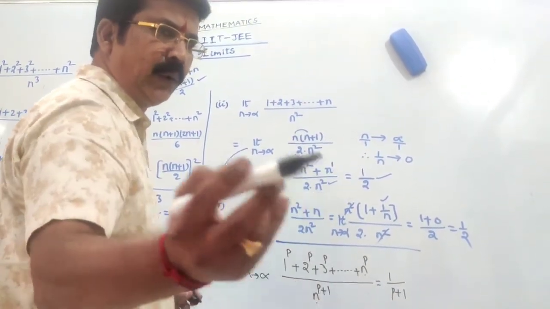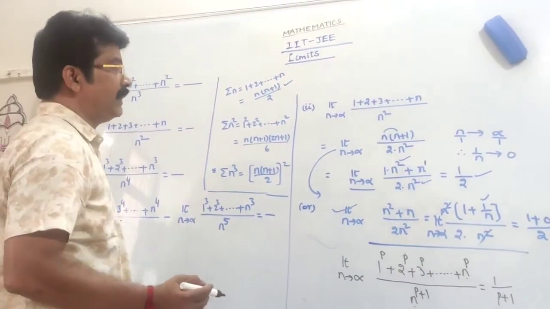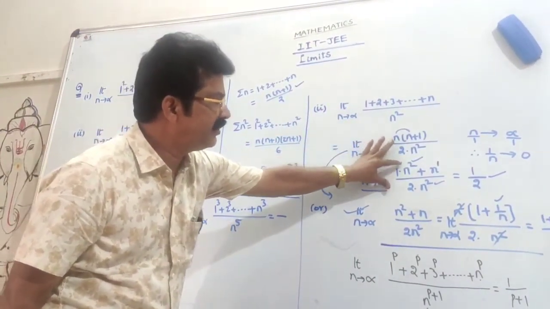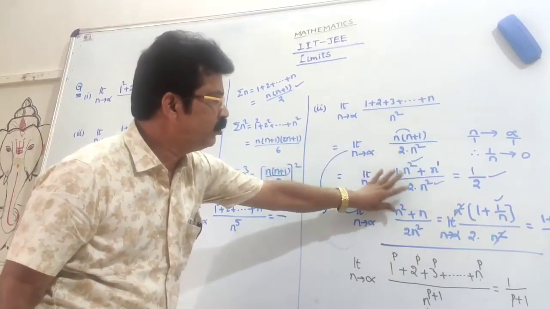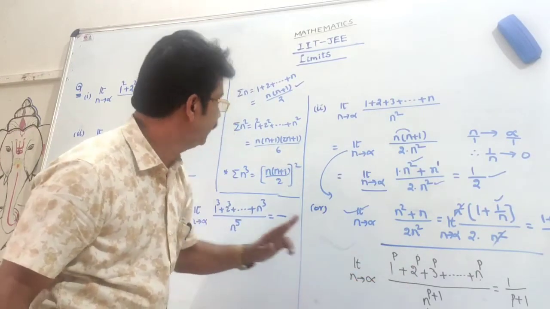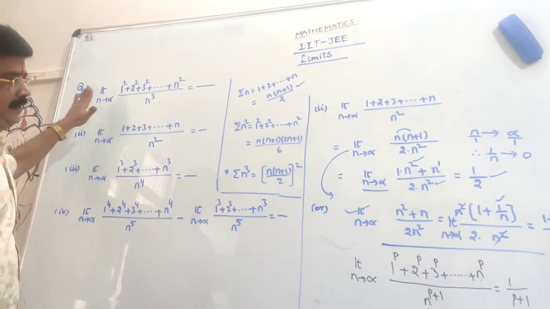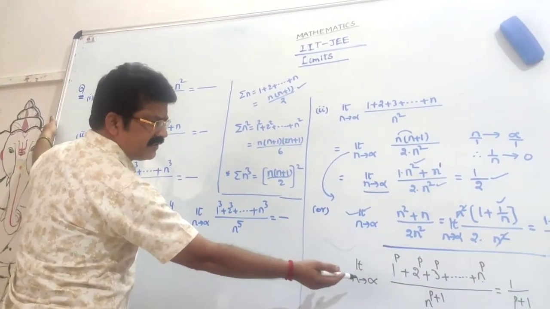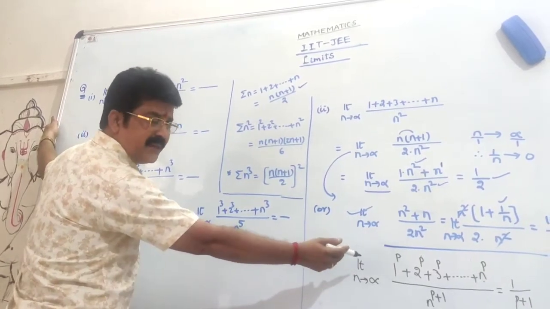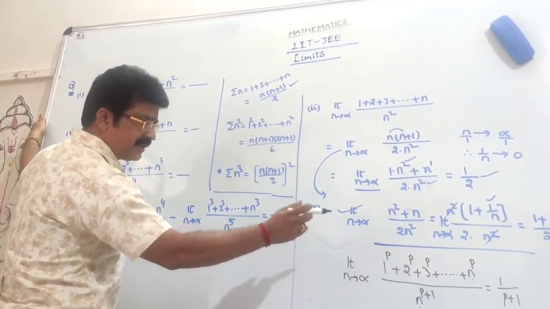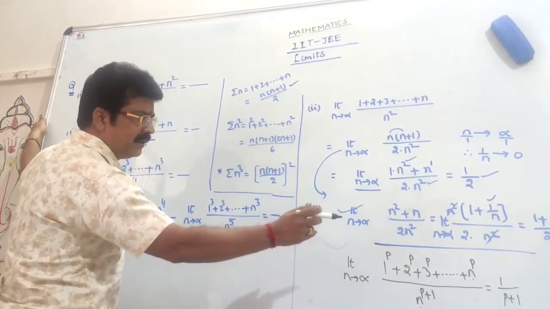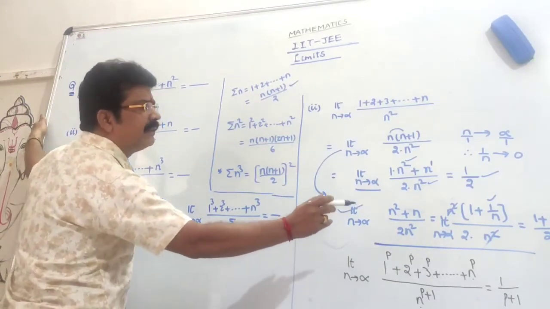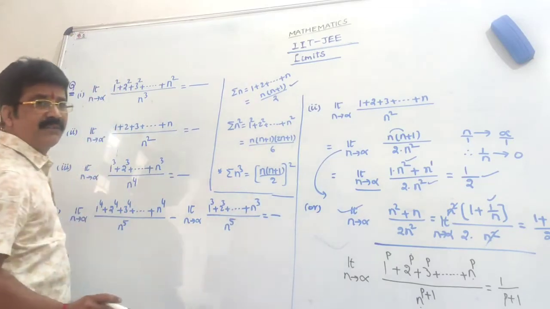Understand? Okay, you come here. Now this is the procedure, and between, one small shortcut is there. So two methods are there. This is the third method. You come here. What I said: as n tends to infinity, 1 to the power of p plus 2 to the power of p plus 3 to the power of p plus and so on, n power p by n power p plus 1 is equal to 1 by p plus 1.